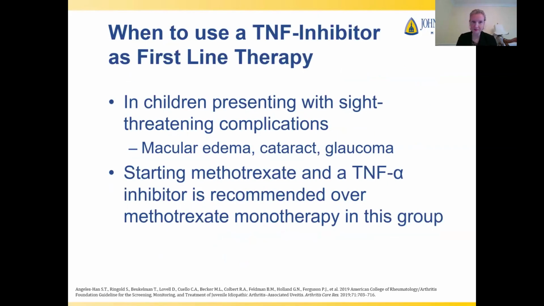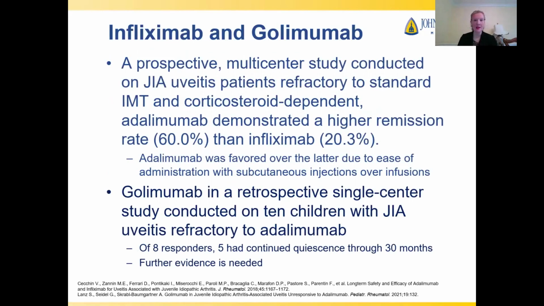be continued. So when do you use a TNF inhibitor as opposed to an antimetabolite as your first-line therapy? So you really want to be more aggressive in a child who's presenting with sight-threatening complications, including macular edema, cataract, and glaucoma. And starting methotrexate and a TNF inhibitor is recommended over methotrexate monotherapy in this group. Another benefit of starting both is a decreased risk of antibody formation to the TNF inhibitor.